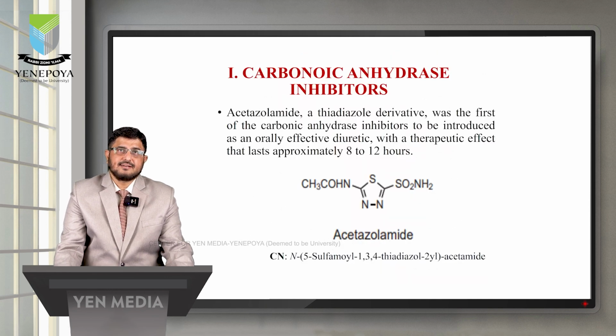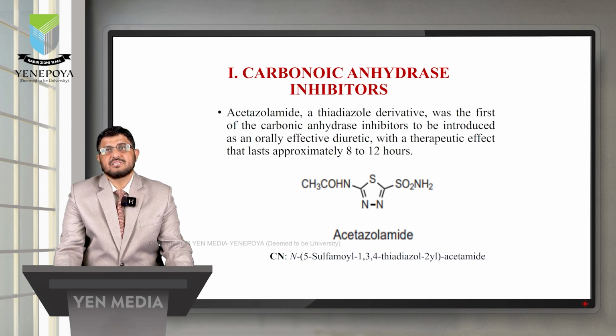So, if we give a drug which inhibits the carbonic anhydrase enzyme, it will become a potent inhibitor and act as a potent diuretic. One example is acetazolamide. It is a thiadiazole derivative, the first of the carbonic anhydrase inhibitors to be introduced as an orally effective diuretic, with a therapeutic effect that lasts approximately 8 to 12 hours. This acetazolamide is a thiadiazole.